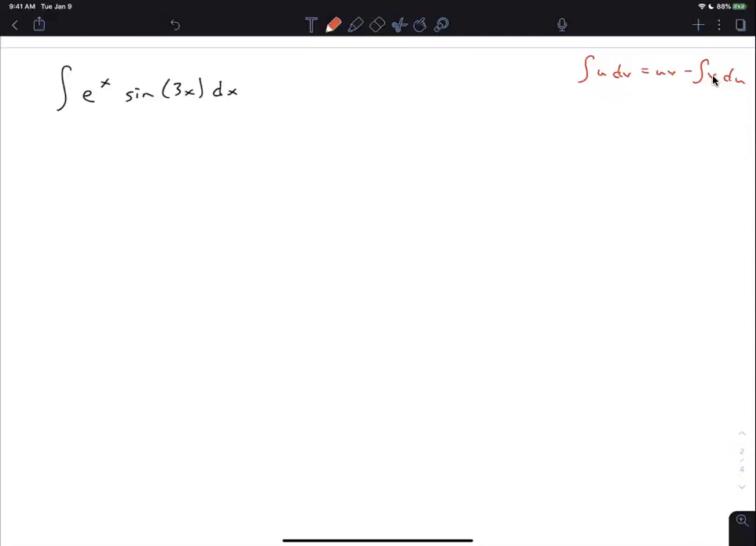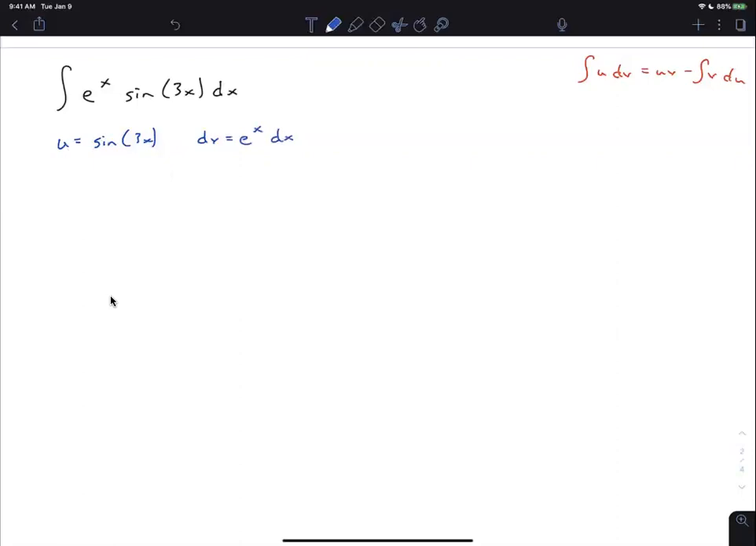But the thing is, it doesn't really matter what you choose for u and what you choose for dv. So I'm going to choose it so that we get 3 rather than 1/3. So I'm going to set it up where we choose u to equal sine 3x. But the only reason I'm choosing that is because now when I take the derivative and use the chain rule, I'm going to get a 3. If I were taking the antiderivative, I'd get a 1/3. I'd rather deal with 3 than 1/3. And so we're going to set it up that way. But you could also set this up the other way. Does that make sense?